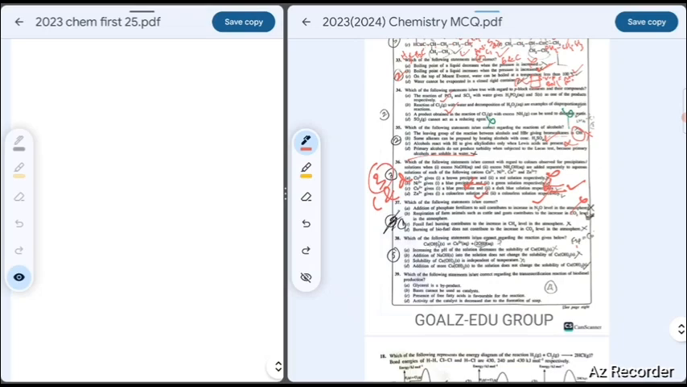Next, B. Respiration of farm animals such as cattle and goats contributes to the increase in CO2 level in the atmosphere. No. If we say the respiration of animals like cattle and goats increases the carbon dioxide in the atmosphere, then all animals release carbon dioxide to the atmosphere. Then we all should contribute, right? So that is not the case.